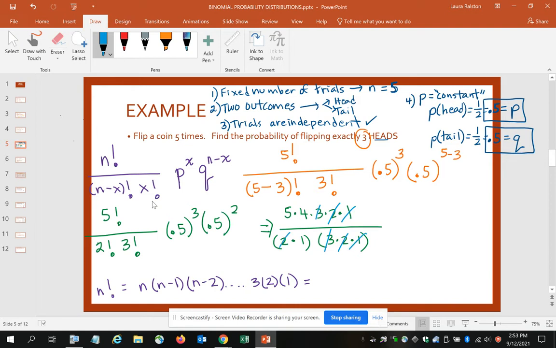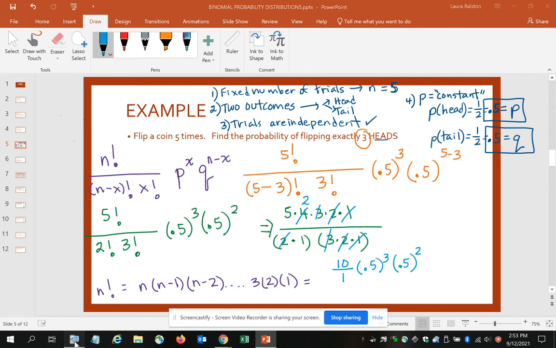I also can divide 2 into 4, which is a value of 2. 2 goes into 4 2 times. And then I just have a 1 in the denominator. So I have 5 times 2, which is 10 over 1, times 0.5 to the third times 0.5. 5 minus 3 is 2. So I basically have 10 times 0.5 to the third times 0.5 squared.